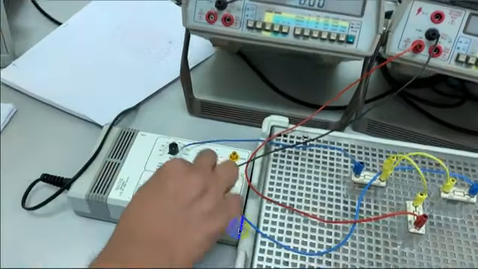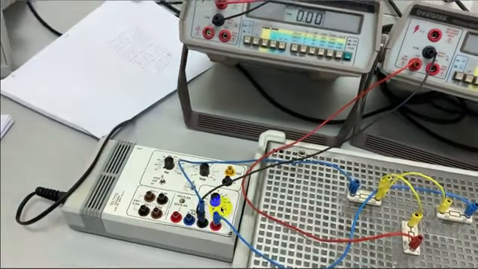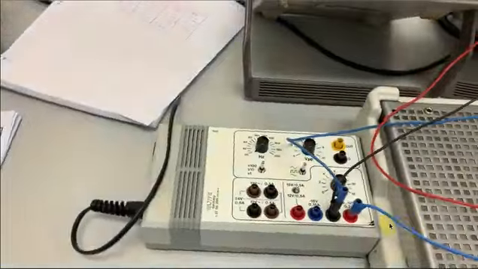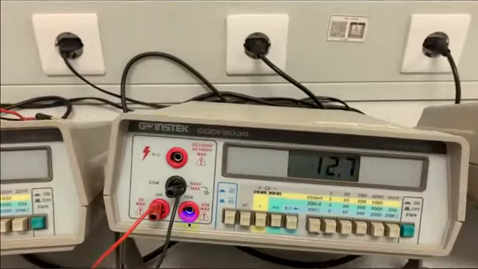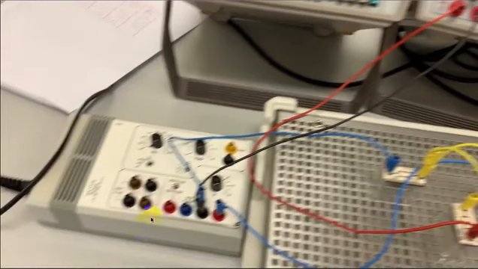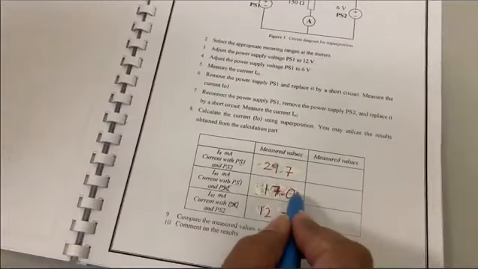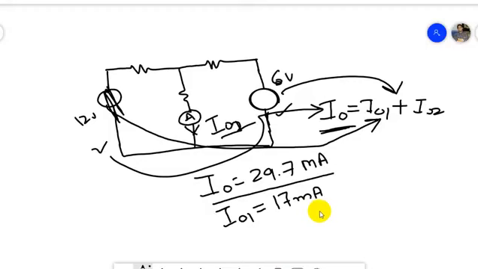Sorry for this, this one becoming obstacle. No problem. Okay, I will remove this and I will connect it from here. I have removed and I have connected here. So that means only 6 volt is common here, and this is short. So how much is it? 12.7.